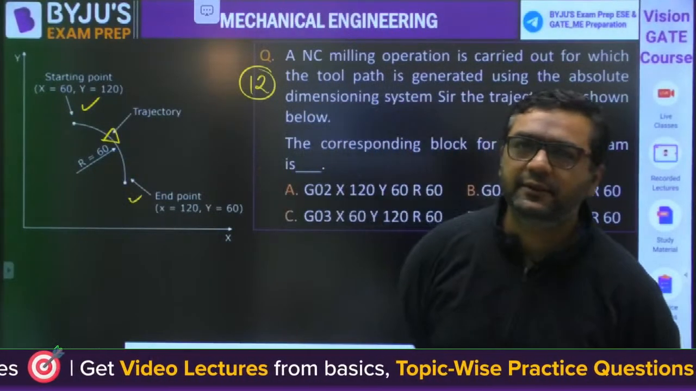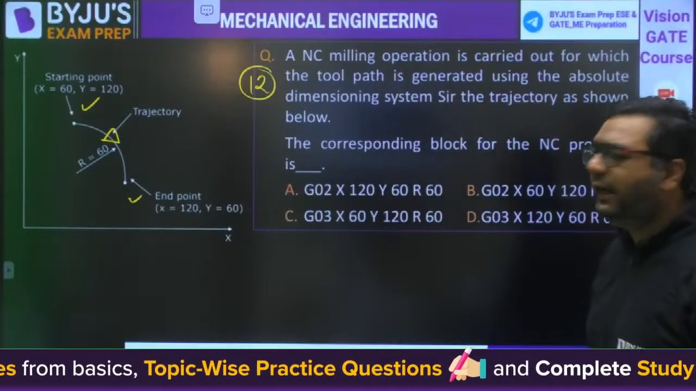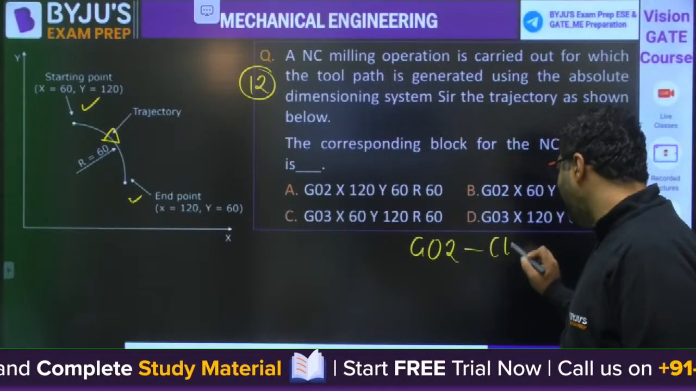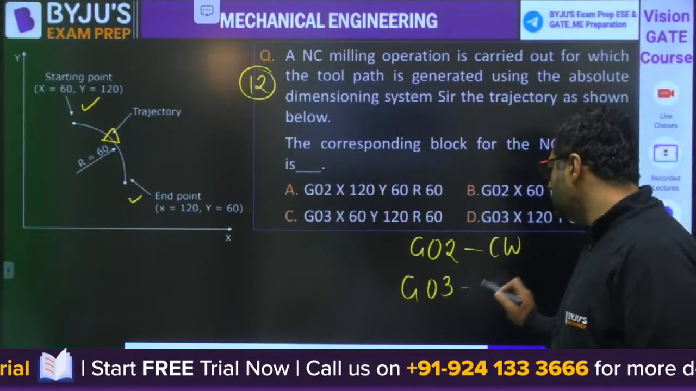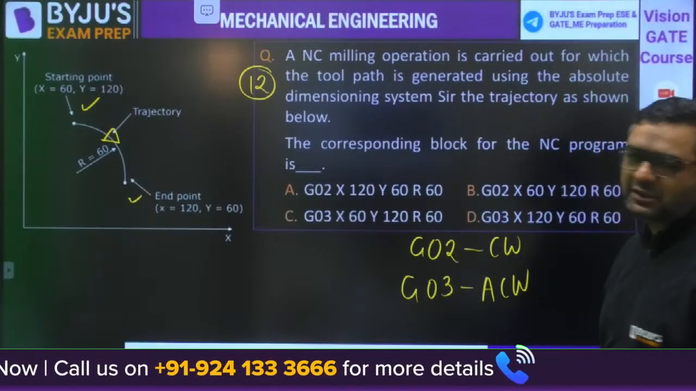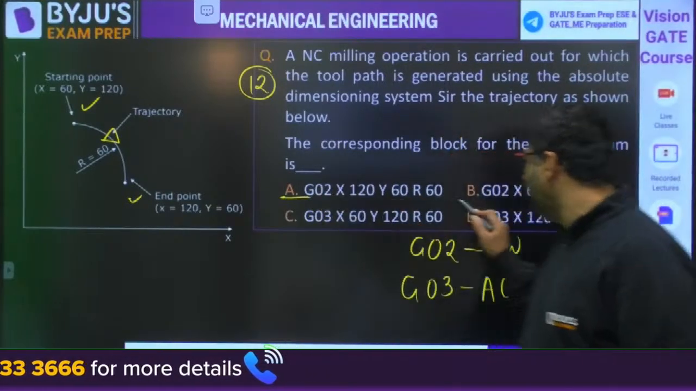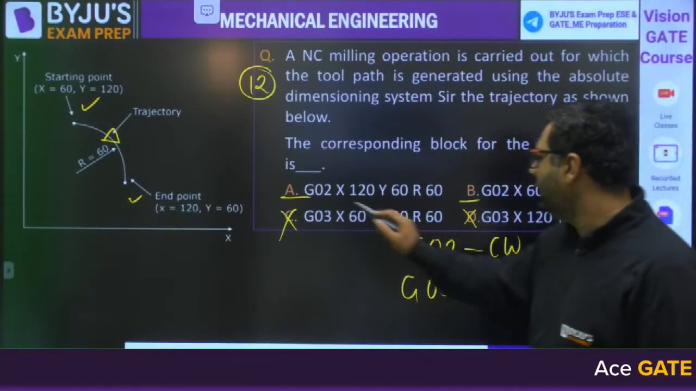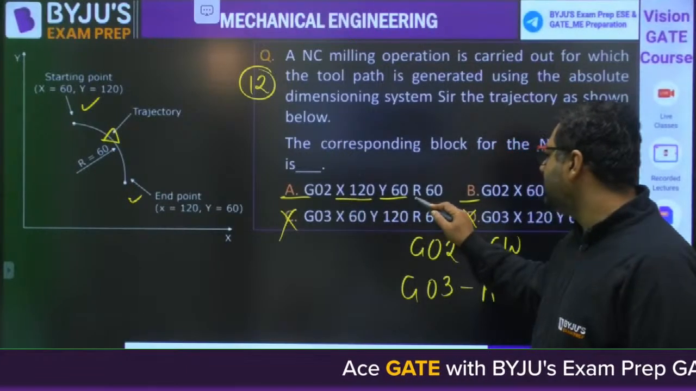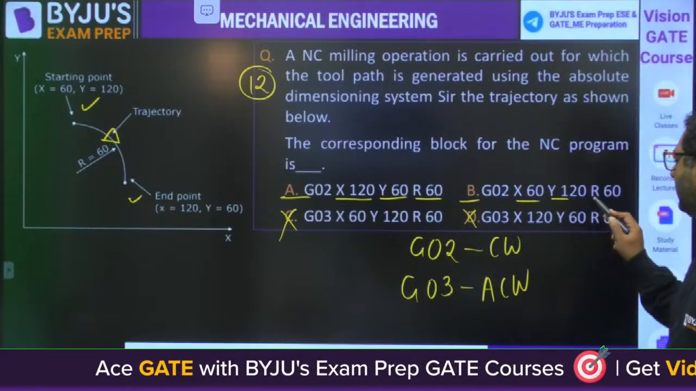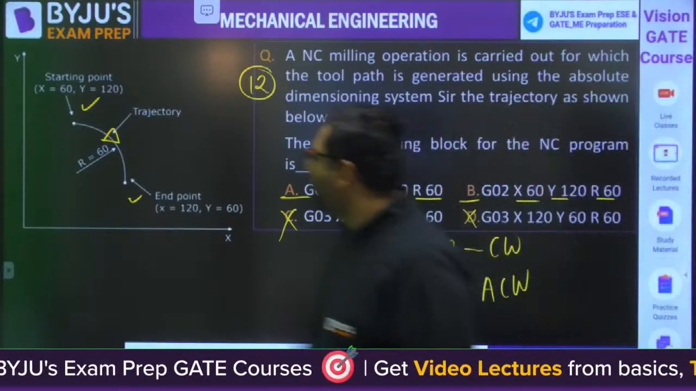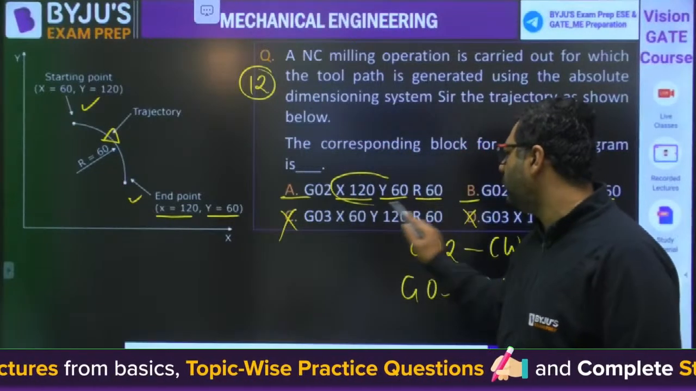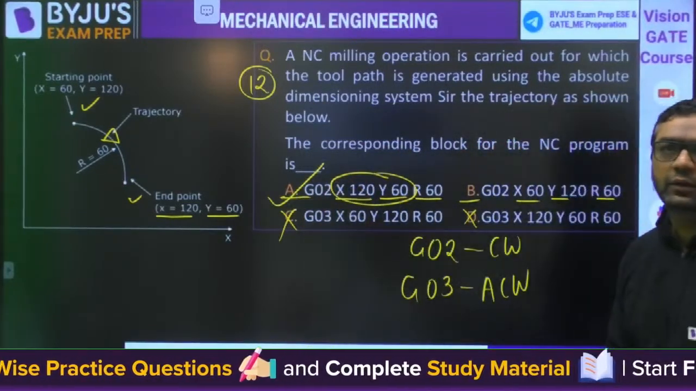Question number 12, guys. Rohan is saying A. So first of all, G02 is used for clockwise and G03 is used for anti-clockwise. So just by looking at that, either A or B is going to be the right answer. That is for sure. C and D are wrong. Then they are showing you X120, Y60 and radius 60. Here X60, Y120 and radius 60. So you can see you are moving from this to this point. So X120, Y60 is your target point. So the answer is A. Very good, guys.